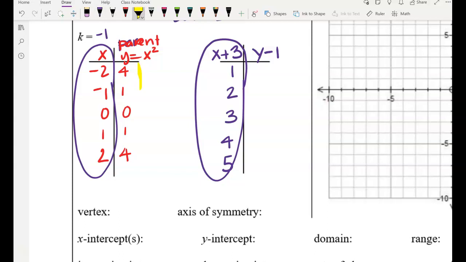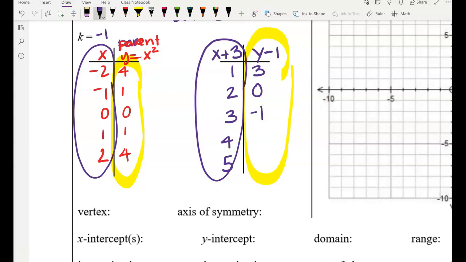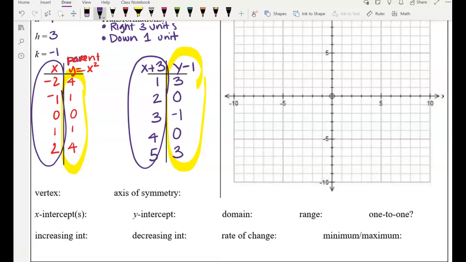Take all of your outputs, which is the Y, and transform that by minusing 1. 4 minus 1 is 3. 1 minus 1 is 0. 0 minus 1 is -1. 1 minus 1 is 0. 4 minus 1 is 3. And let's plot the transform table, the purple. So 1 is up 3, 2 is now 0, 3 is -1, 4 is 0, and 5 is 3.